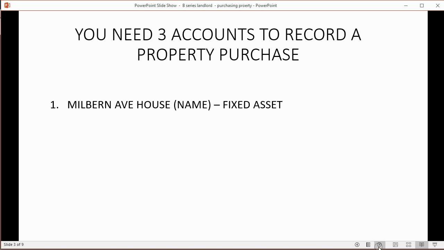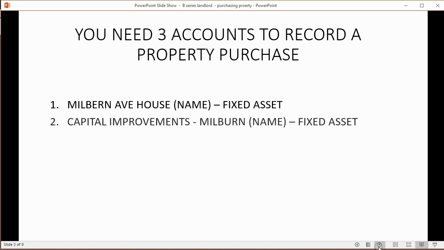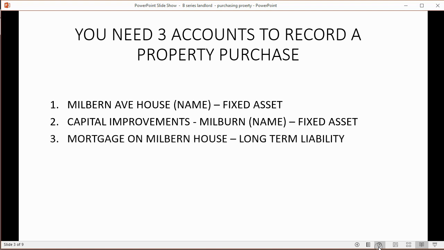Now let's pretend we're buying a house on Milburn Avenue, and that's the name. So we're going to create a fixed asset for that house with that name. But if we buy the house and name it Milburn Avenue House, we should also put another fixed asset in the chart of accounts called capital improvements on the Milburn house. And of course, the name of the long-term liability that will reflect the balance of the mortgage will be mortgage on Milburn house.